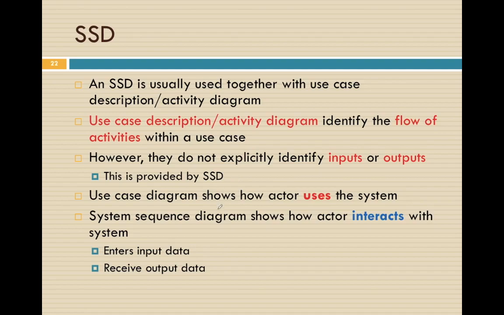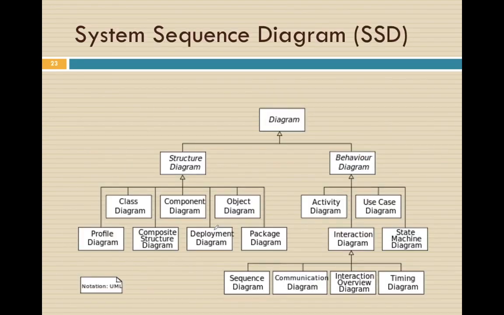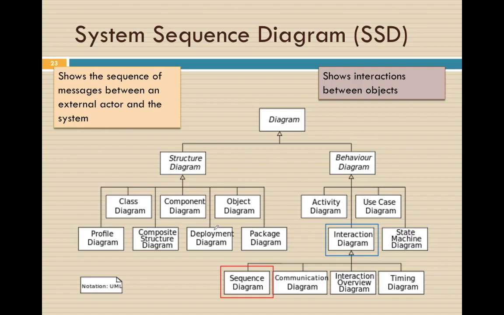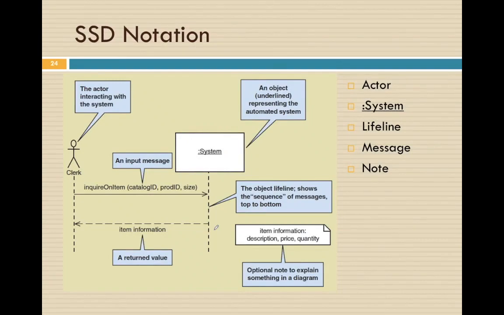A system sequence diagram shows how an actor interacts with the system, from entering the input data to receiving the output data. The system sequence diagram is also a behavioral diagram, and it shows the sequence of messages between an external actor and the system, and the interaction between objects. So this is an example of a system sequence diagram.